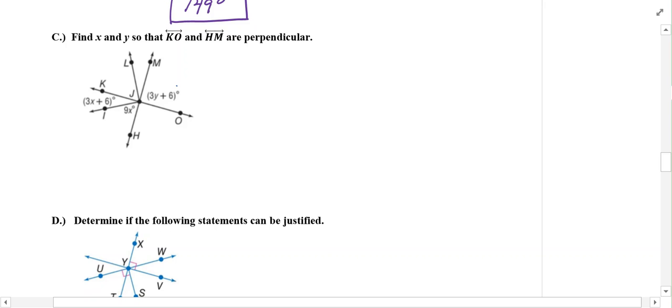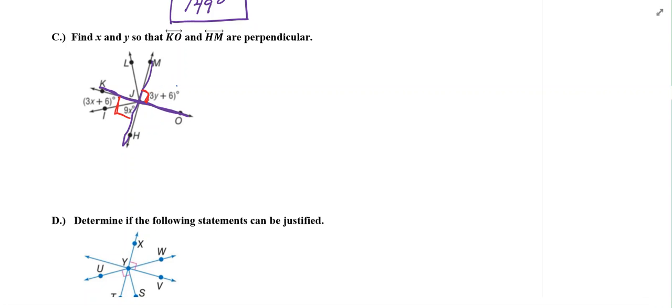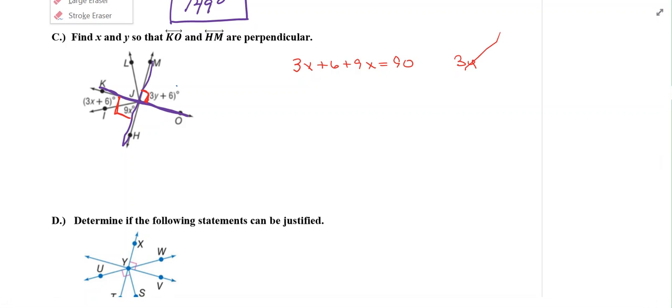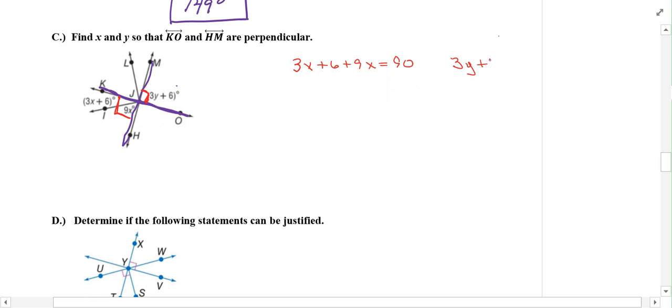In the next problem, I want to find x and y so that KO and HM are perpendicular. In other words, their intersection will form right angles. So because we're looking at KO and HM, this angle right here has to be a right angle, and this angle right here has to be a right angle. So solving for x, I know that 3x plus 6 plus 9x has to equal 90 degrees. And then solving for y, I know that 3y plus 6 has to equal 90.